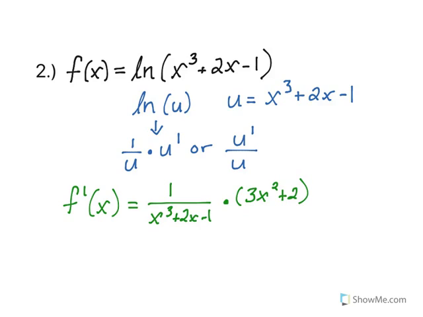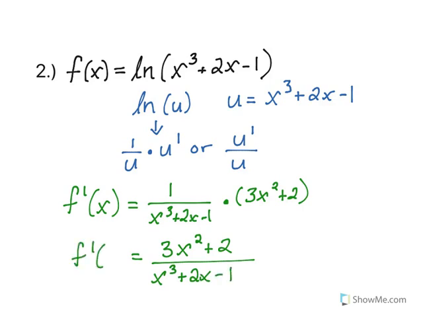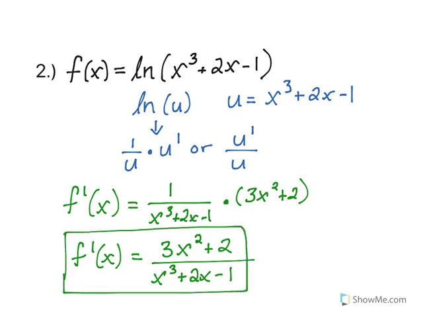All right? And then as far as simplifying this goes, you just want to get it down to a single rational expression. So just put that 3x squared plus 2 in the numerator. And then the denominator will stay the x cubed plus 2x minus 1. This doesn't reduce at all, so this is our final answer. So that is the derivative of natural log of x cubed plus 2x minus 1.